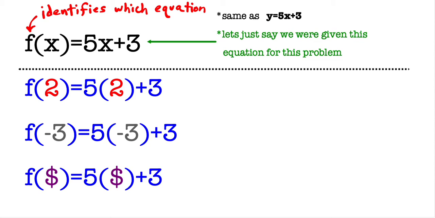The second thing is this parentheses. The parentheses tells you what to put in place of the variable. So it's telling you what it's using.